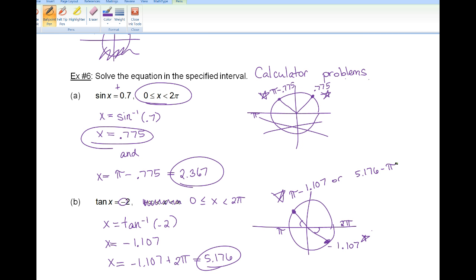Exactly. So did somebody figure out what the other answer would be? Yeah, it's 2.034. So it has to be between 0 and 6 point whatever. Right.